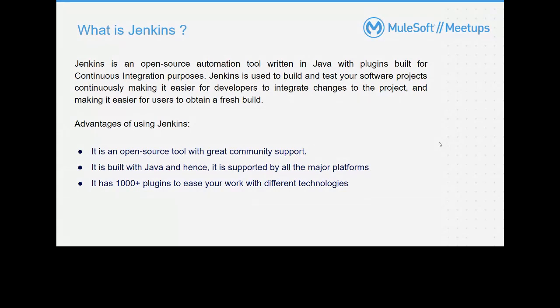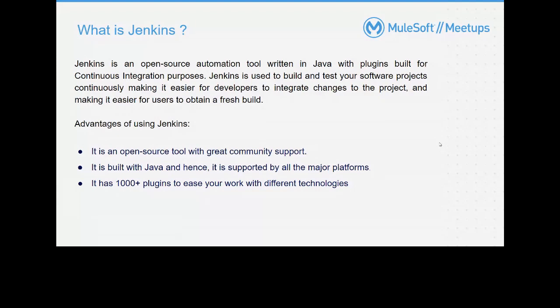Basically, the main advantages of Jenkins are that it is an open source tool with great community support. It is built on Java, so it supports majorly all the technologies and basic platforms, and it has thousands of plugins based on each technology which you can easily import into Jenkins and use for your integration with your projects.